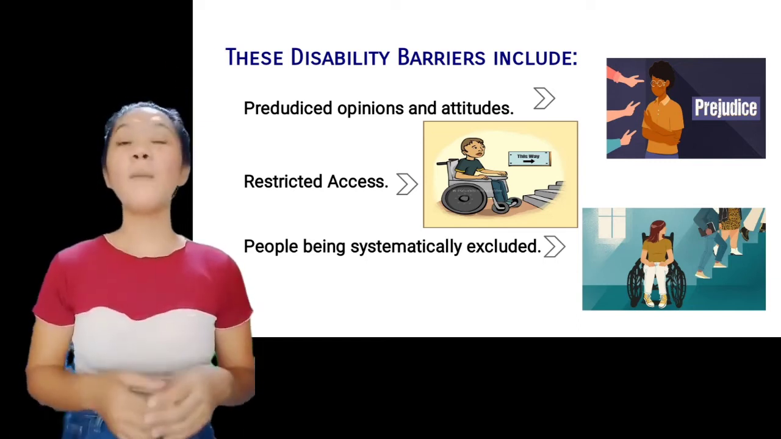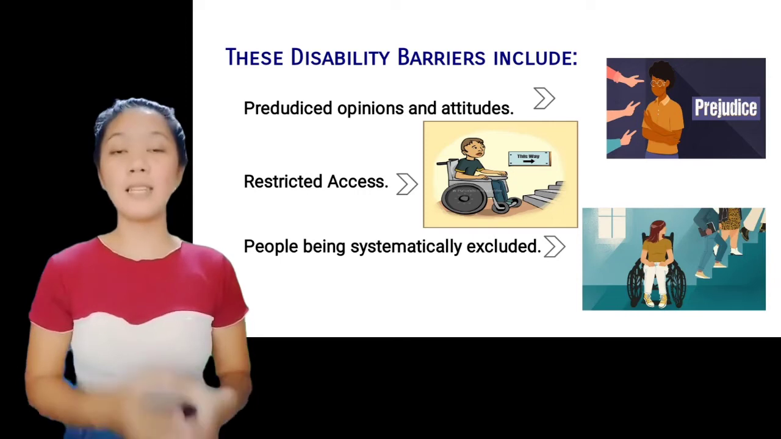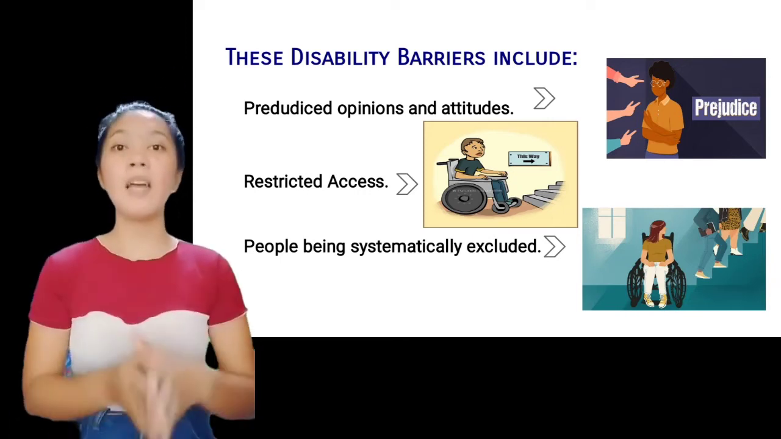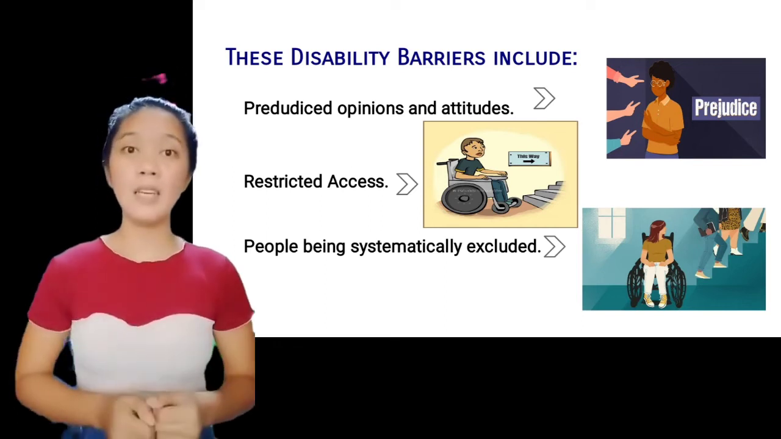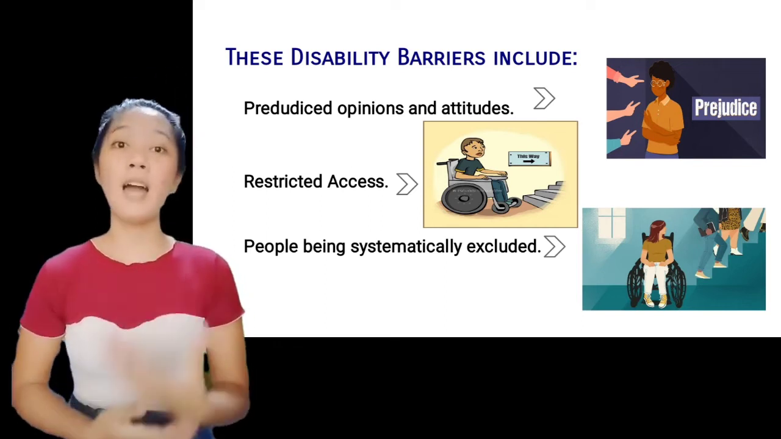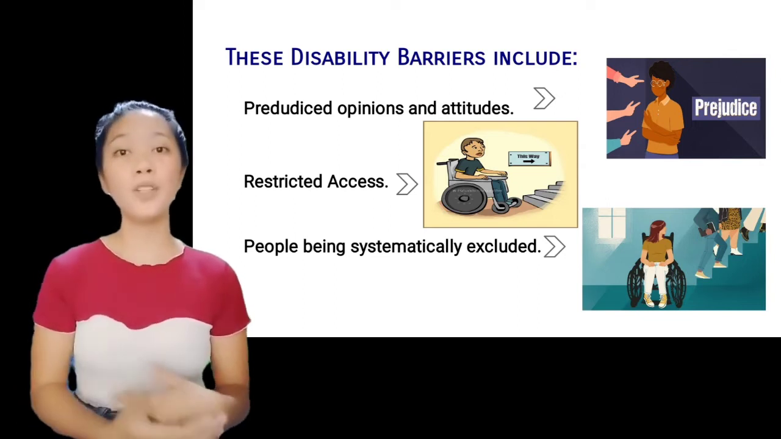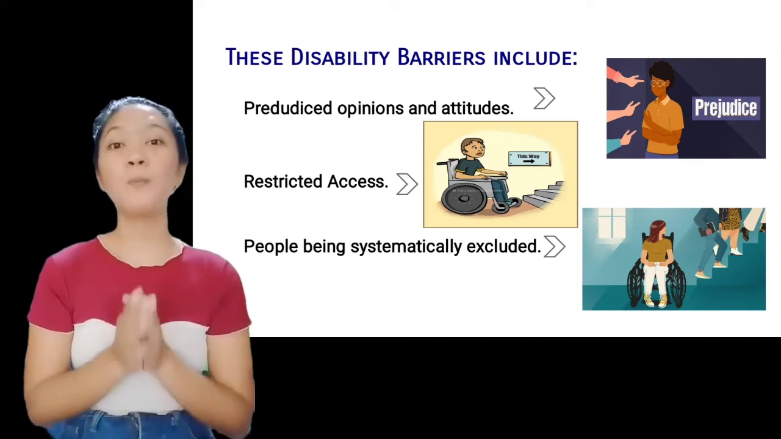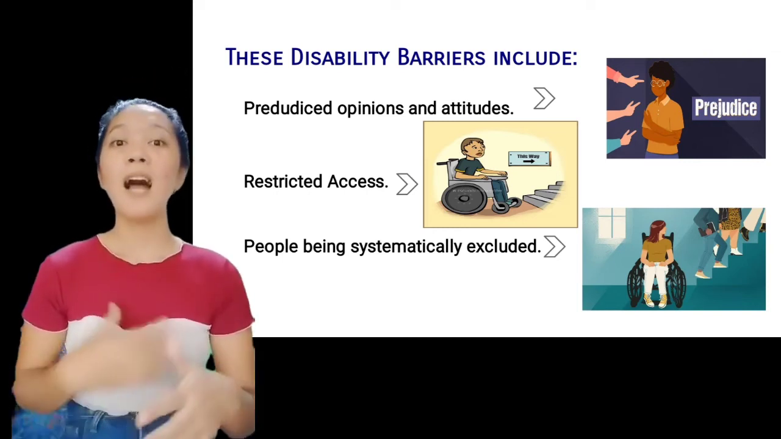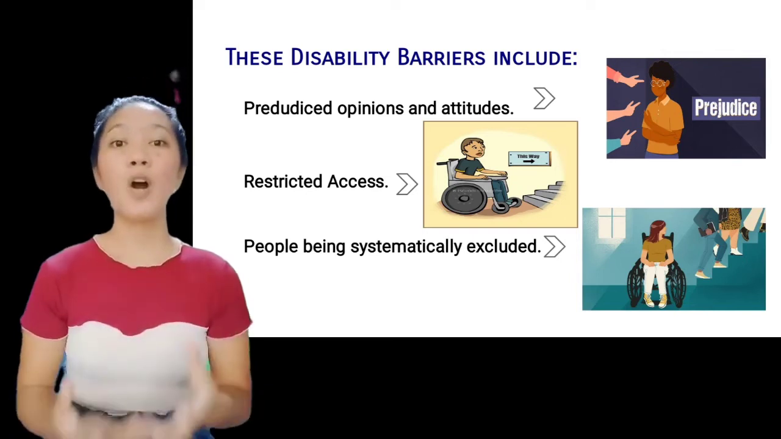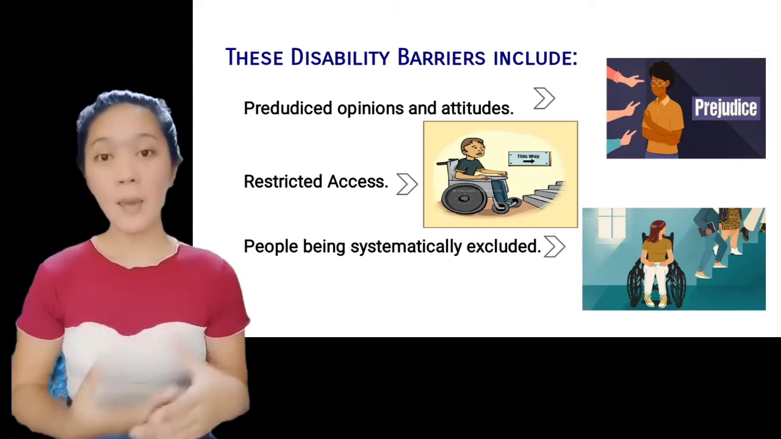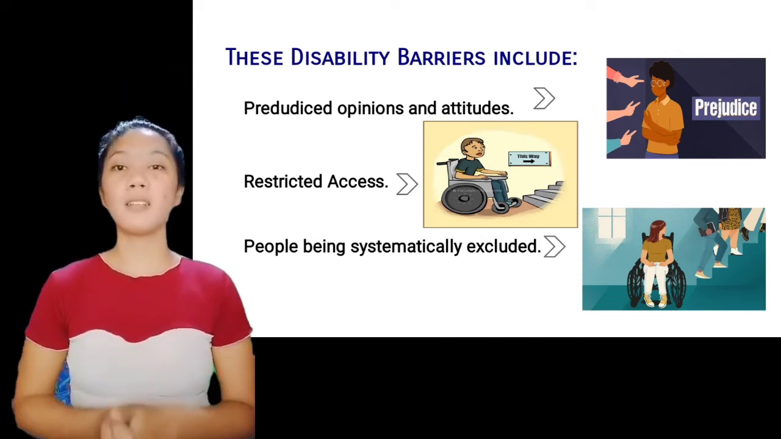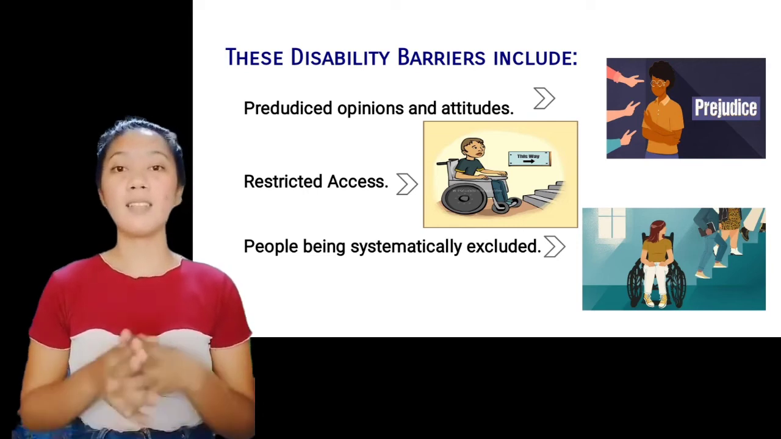Some people may not be aware that difficulties in getting to or into a place can limit a person with disability from participating in everyday life or their common daily activities. People sometimes stereotype those with disabilities, assuming that their life is poor or that they are unhealthy because of their impairments. So let's proceed to the second barrier, which is restricted access.